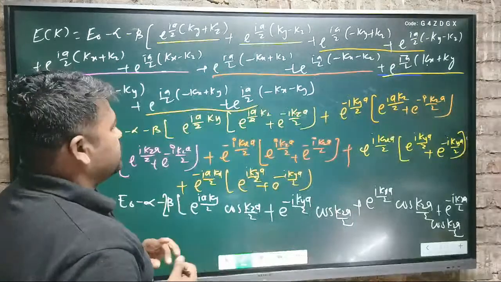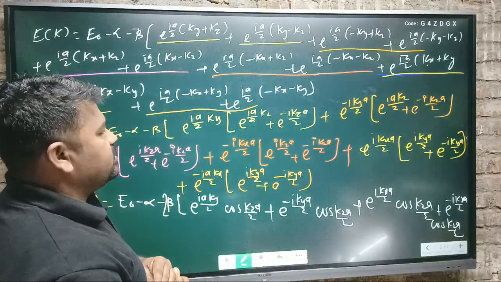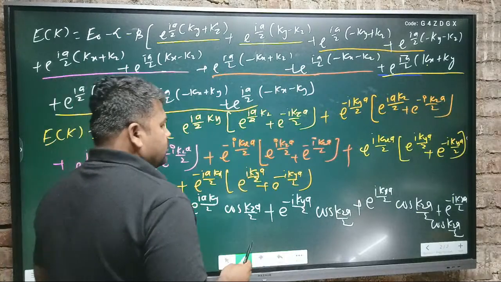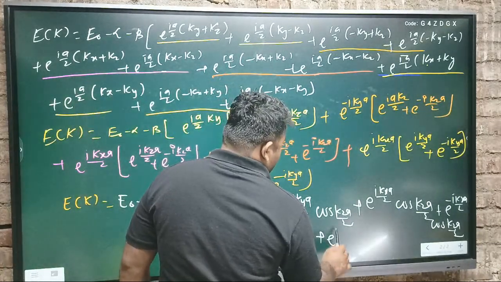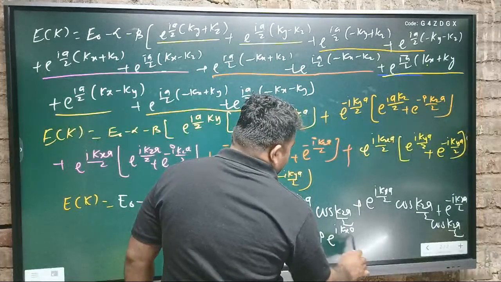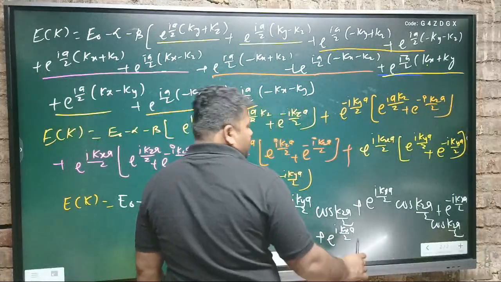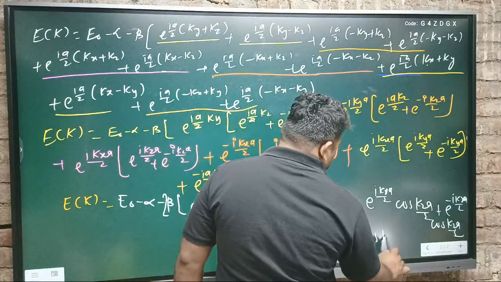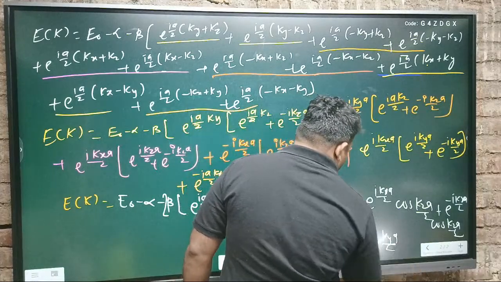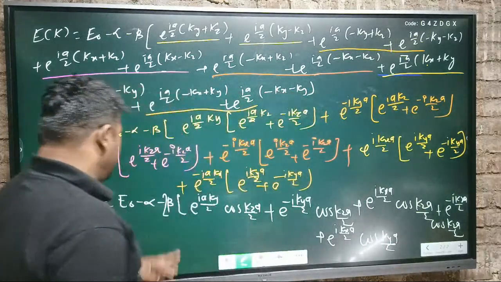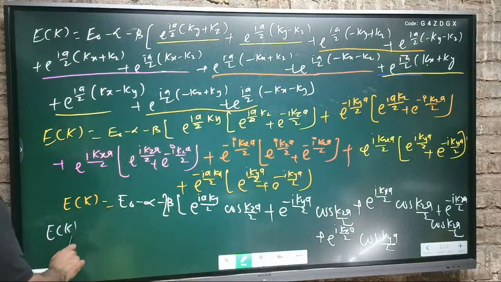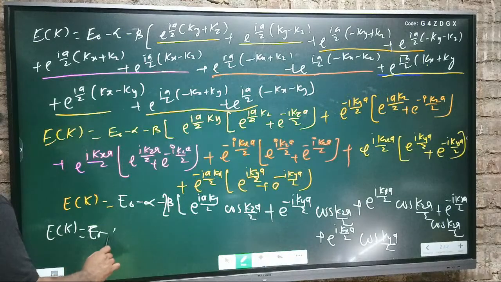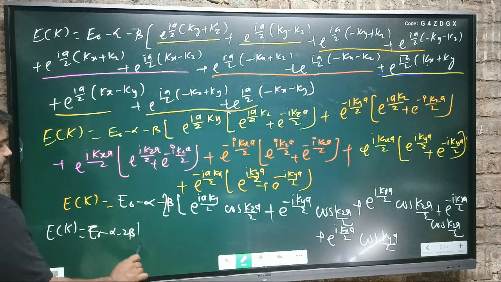E to the power minus I kx upon 2 into this one. And what is the last one? Plus e to the power I kxa upon 2 into cos ky upon 2, cos ky upon 2. Okay, 1 to take outside. Then E of k is equal to how much? E naught minus alpha minus 2 beta, minus 2 beta.